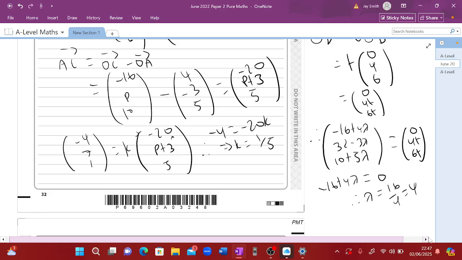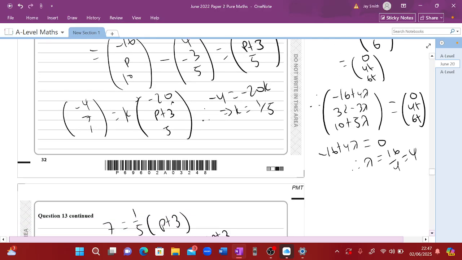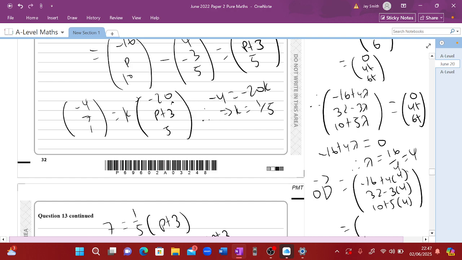If I solve for lambda, right? But then I'm good, because I know then that OD is, if I remember, minus 16 add 4 lambda, which is here. That's one way of writing OD. So I can substitute lambda into here. So minus 16 add 4 of 4, 32 minus 3 of 4, and 10 add 5 of 4. Put that into the calculator, you get this answer.